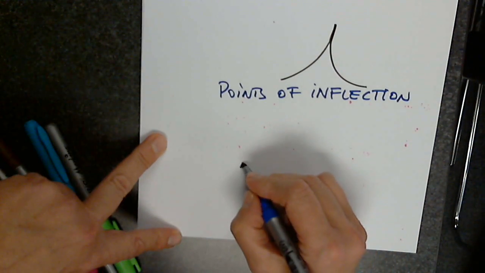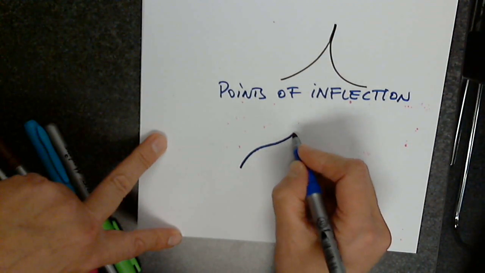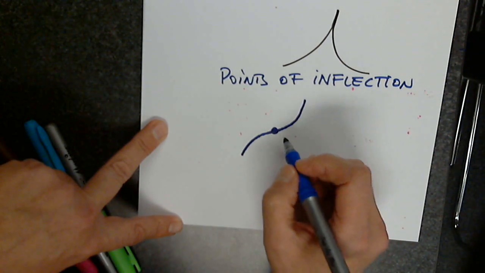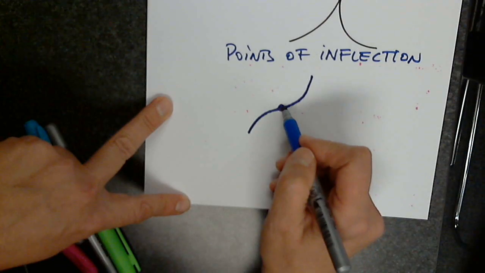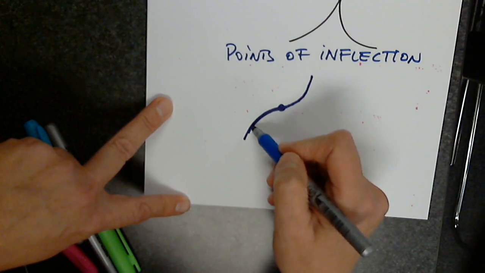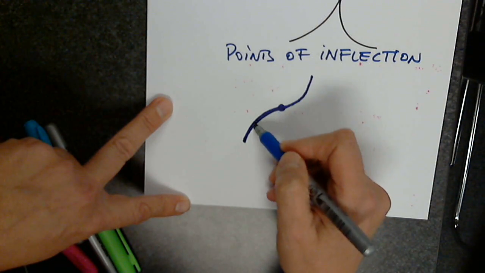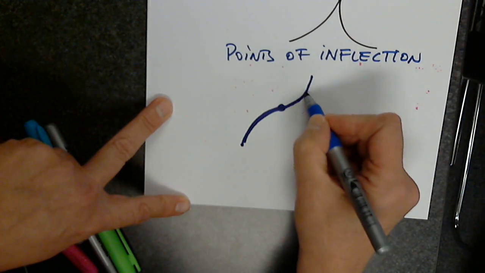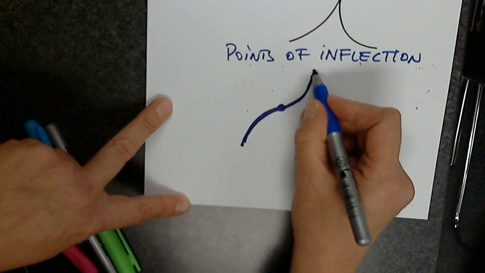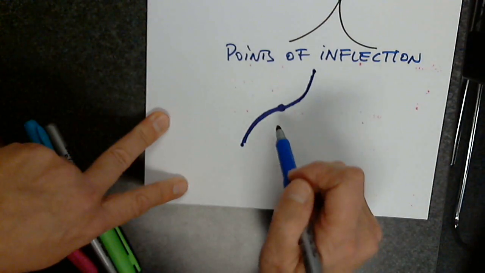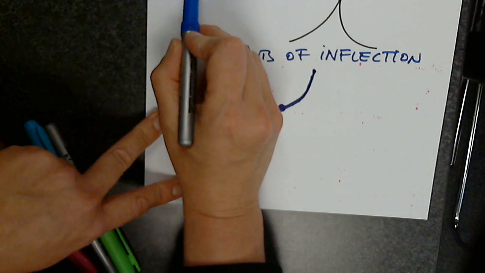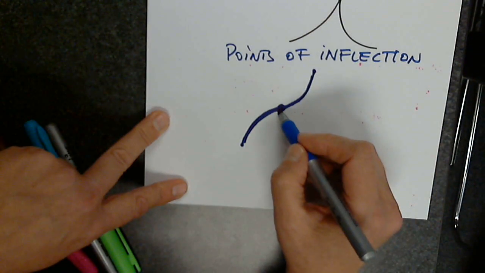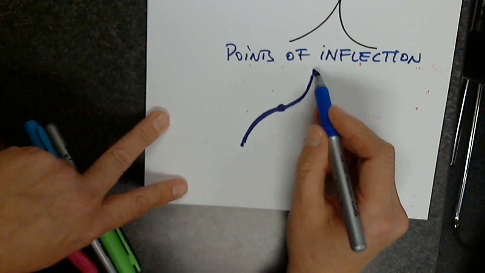Here's a point of inflection. Right here. What happens at this point? It changes concavity. From opening downward, all of a sudden, it changes concavity and opens upward, or vice versa. Those points will be given by the second derivative. So the second derivative has to be 0 at this point and change sign.